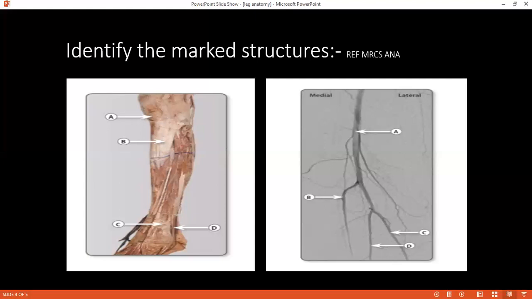Can you please tell me the nerve supply of the dorsum of the foot? The dorsum of the foot is supplied by the superficial peroneal nerve, except the first web space, which is supplied by the deep peroneal nerve. And the sural nerve supplies which part of the foot? The sural nerve supplies the lateral edge of the foot. Yes, very good.